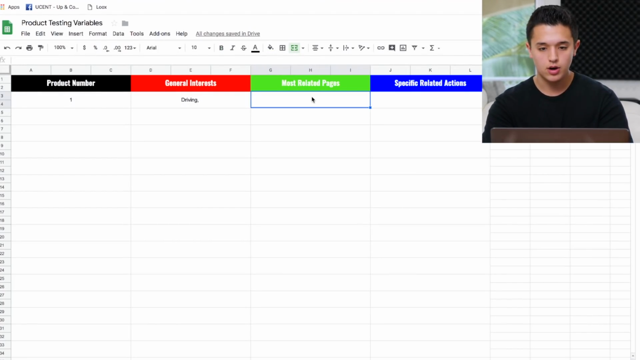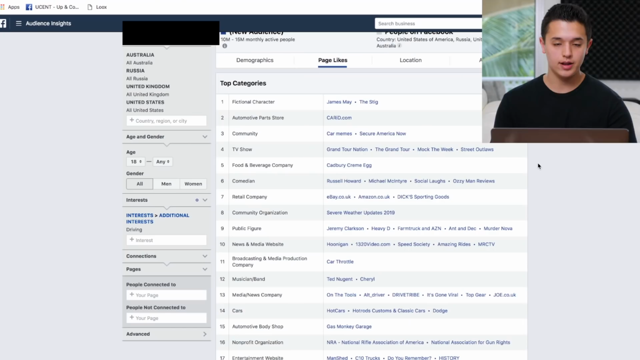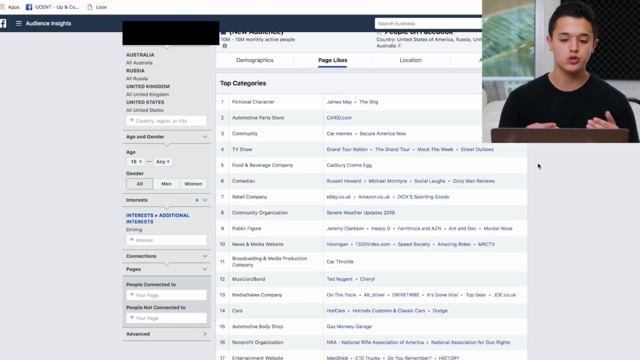I would put in, all right, Grand Tour Nation. And what you can do is look at this so you can see the different pages, and at the same time you want to look at the categories, the top categories, and see which category relates most to your actual product.